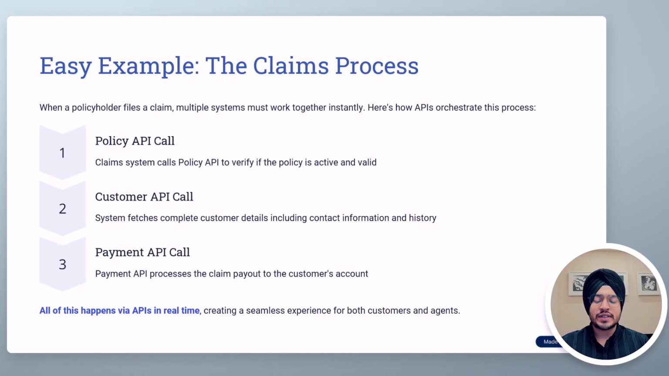So for the claim process, the first call would be made to a policy API to check whether the policy is active and valid or not. If it is active, then the second call would be made to customer, where it fetches customer details such as contact information and history. Once the system fetches all those details and the decision has been made, then a payment call would be made, which will process the claim payout to the customer account.